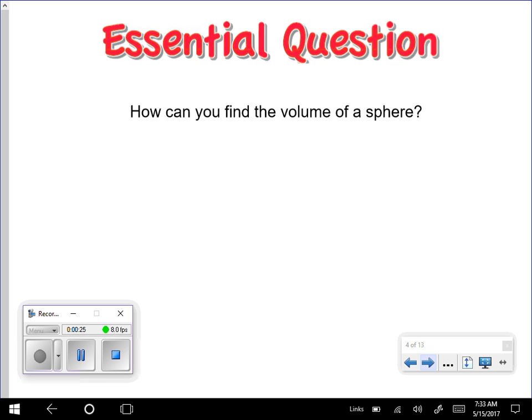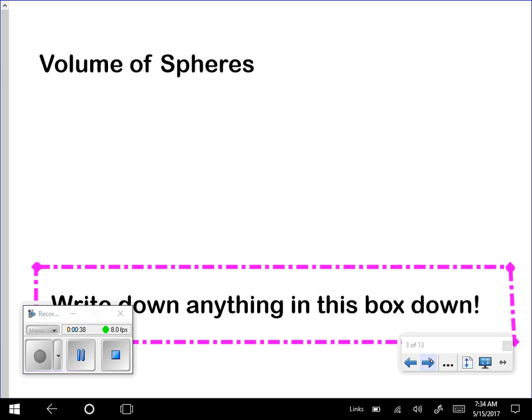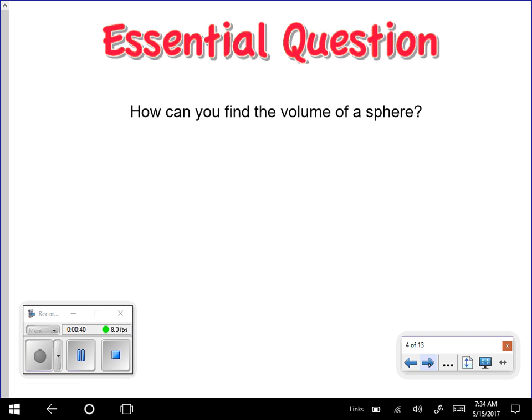And what is the formula? Can we use it? Can we apply it? That's our big piece. So make sure you take your notes, follow along, write down anything that is boxed in that pink box there. So here we go.